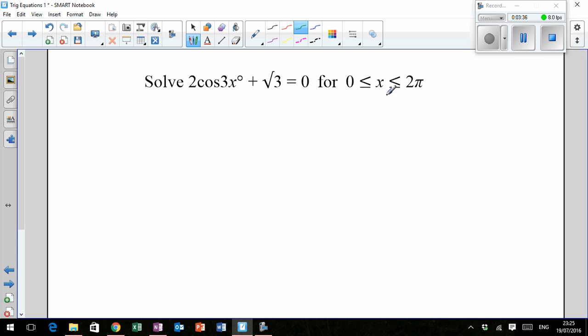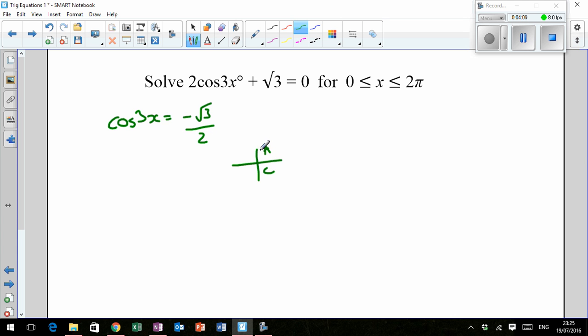Next question here, first thing to notice, 0 to 2 pi. We're not dealing in degrees here, we're dealing in radians. And personally, I think it's much better to deal in radians the whole way through. It's just working with fractions, we're good at that. And it means you don't have to worry about converting back at the end, and it also increases your confidence in radians. So the first thing we're doing is subtracting root 3 from both sides, and then we'll divide by 2. So cos 3x is going to be negative root 3 over 2.